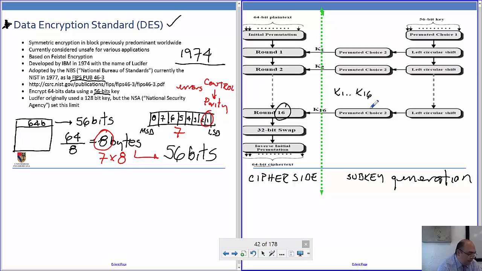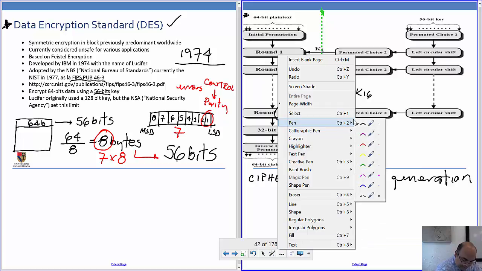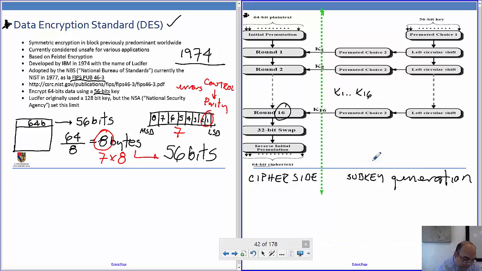Let's look at the cipher side. The first thing is the input part. We start here. Okay, let me choose another color so I can highlight it, green color. The first thing is an initial permutation. The 64-bit block that we take from our information, we are going to have an initial permutation on those 64 bits. And you already know what a permutation is.